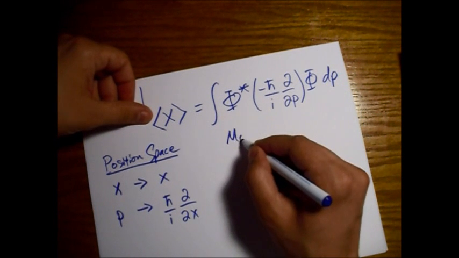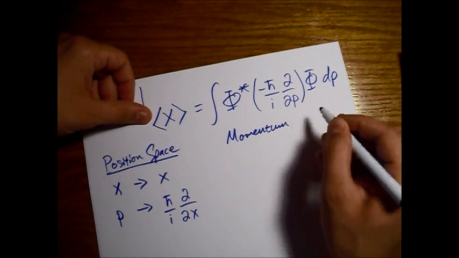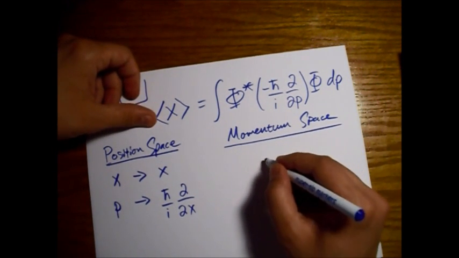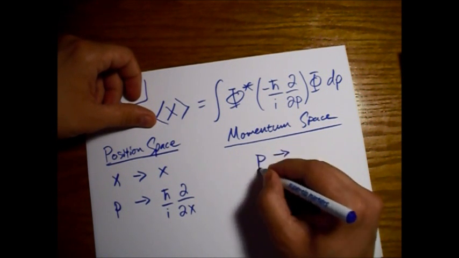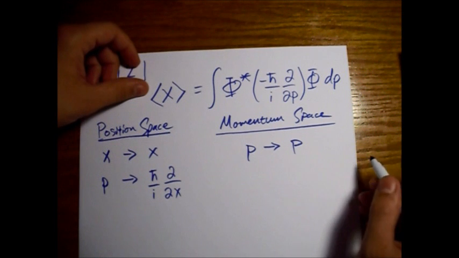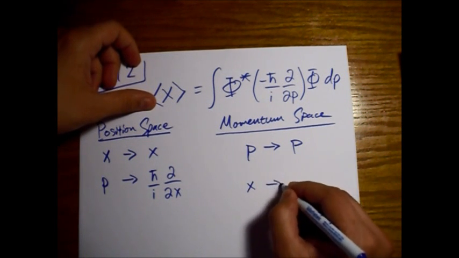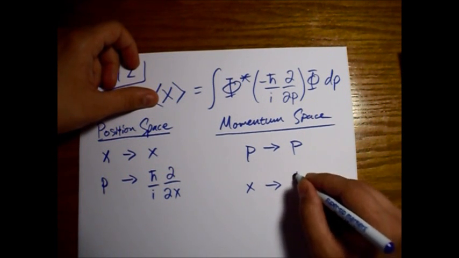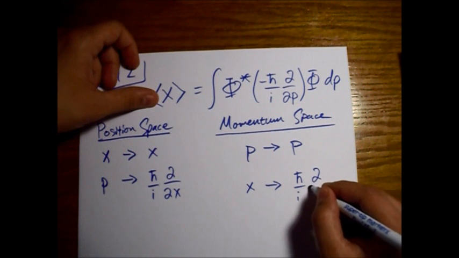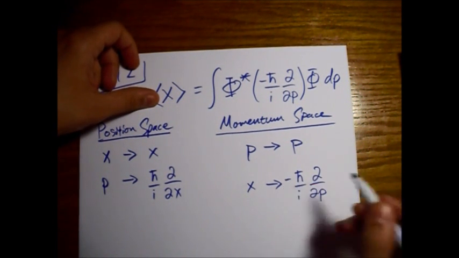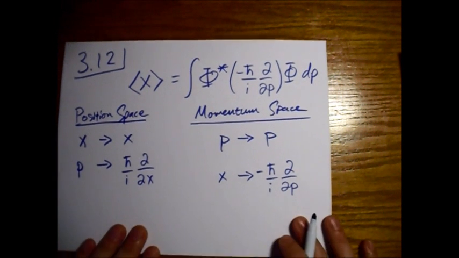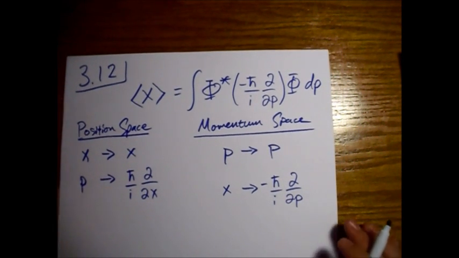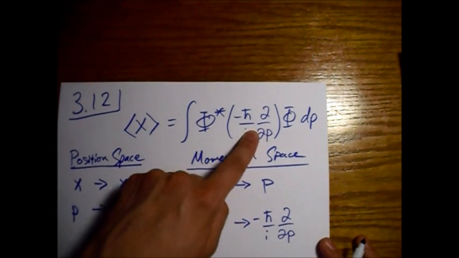In momentum space, I should have just written p space, right? But momentum is just momentum, okay? But when we want to use an x in momentum space, now the x is an operator: h bar over i, d by dp, except there's a minus sign right here, okay? So that's the difference, and you can use either one. Usually position space is more helpful.